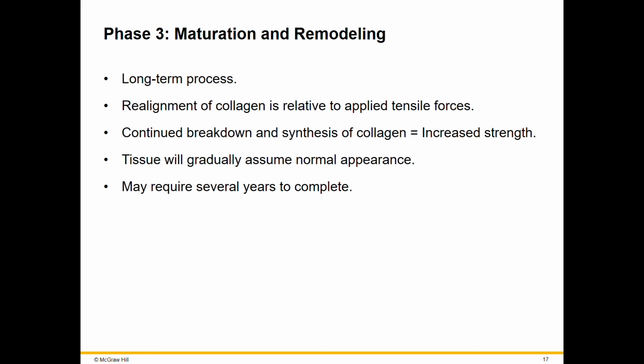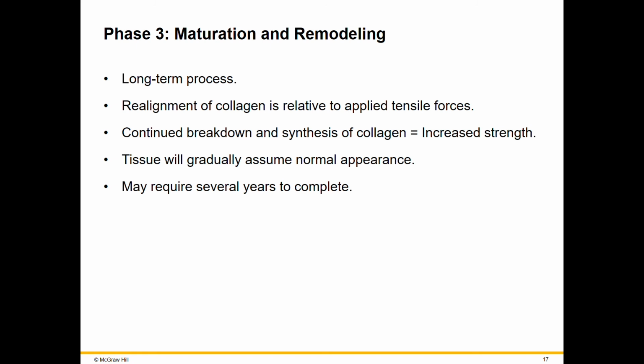So let's go ahead and talk about the role of progressive controlled mobility during the healing process. Again, this is more going to be talking about the rehabilitative process of what you should have your patient do during this phase of healing.